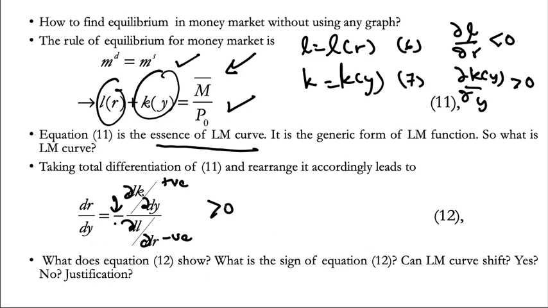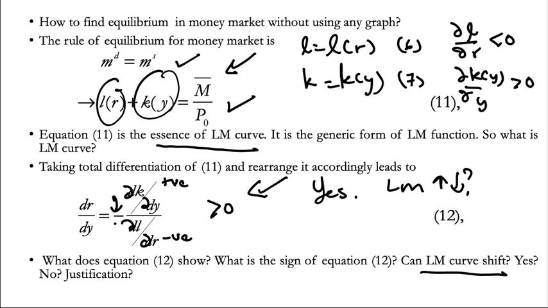Okay, but can LM shift? I did ask you this question previously, yes or no? If you say yes, what happens to the slope when LM shift? Increase or decrease? Will it change also when LM shift to the right, to the left? You get what I mean? Yeah, upward, downward. Alright?